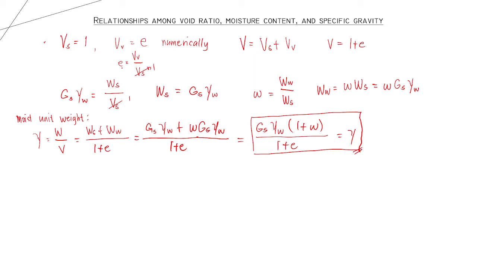And then next is the dry unit weight. So again, the dry unit weight, or gamma d, is equal to the weight of soil solids all over the total volume, which is equal to Gs times the unit weight of water, all over 1 plus e. Or simply, we can set omega to 0 and we will be left with this part. So this is already this one. So this is the dry unit weight.